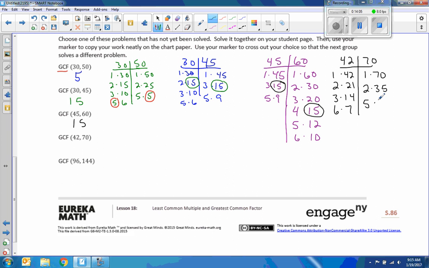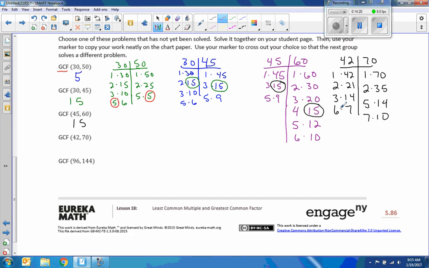5 goes into 7 once, remainder 2. 5 goes into 20 4 times. 6 will not go. 7 times 10. 8 will not go. 9 will not go. And we're done because we're back up to 10.